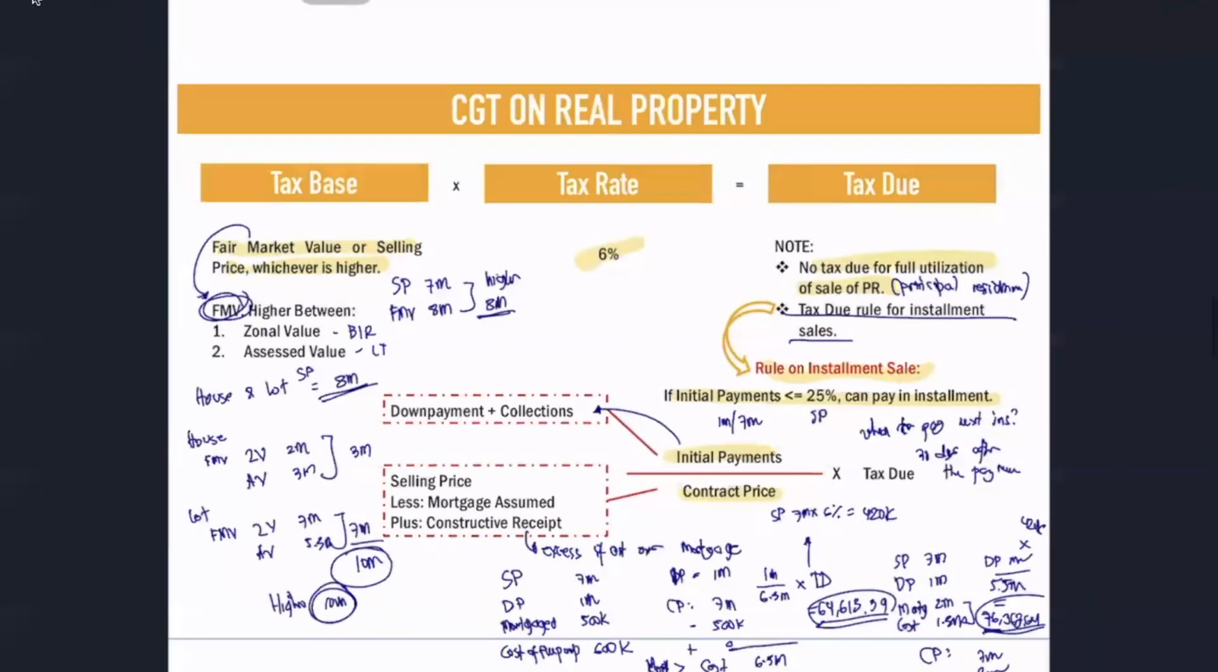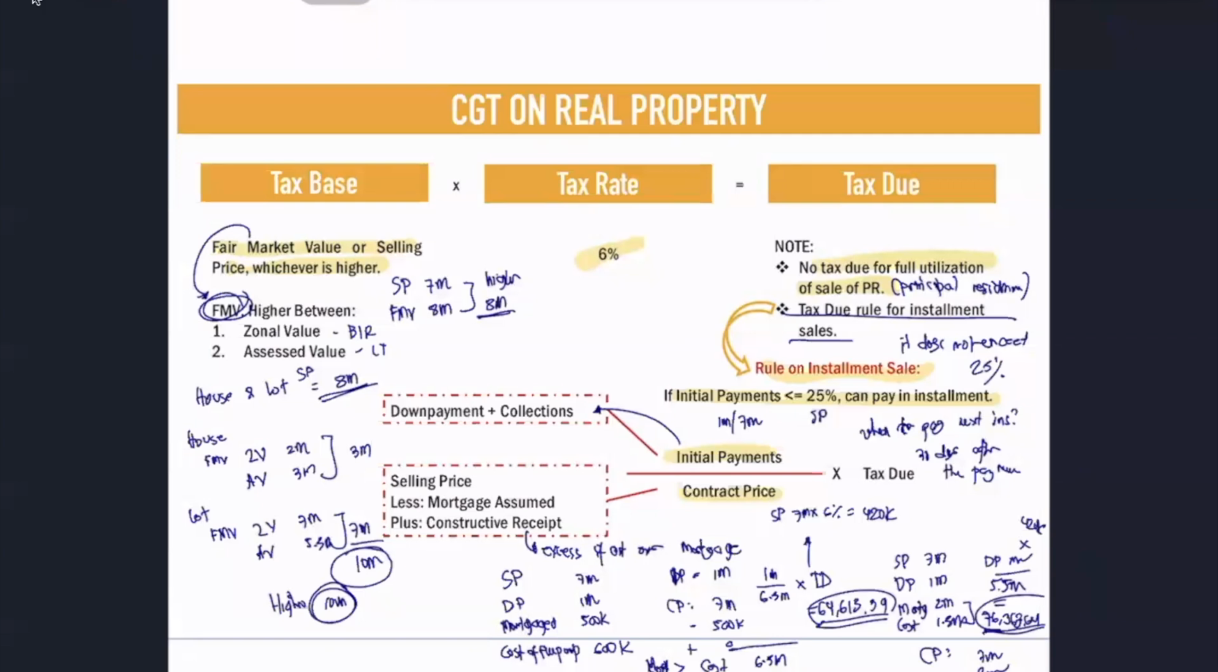CGT on real property, just remember the tax base higher between fair market value or selling price. Tax rate is 6%, tax due, no tax due for full utilization of principal residence, and this tax due can still be made on installment basis. When can there be an installment basis? If initial payments is less than or equal to 25%. In short, it does not exceed 25%. If it does not exceed 25%, then it can be on installment. How do we compute? Initial payments divided by contract price.